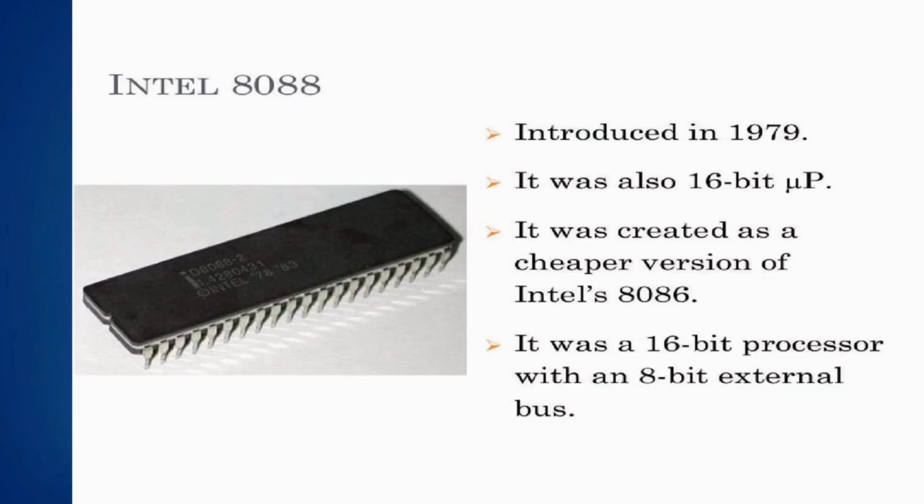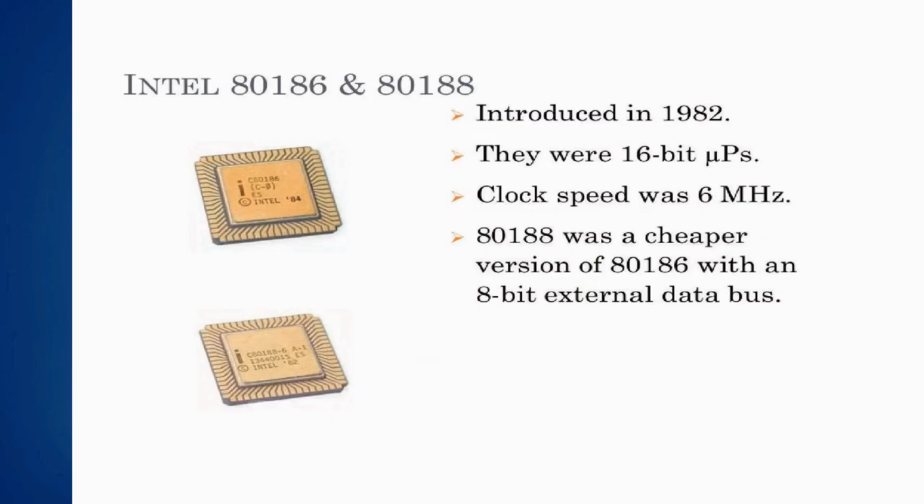And the next one, in the year of 1979, another 16-bit IC was introduced. We call it Intel 8088. It was created as a cheaper version by Intel. It was a 16-bit processor with an 8-bit external bus. The next one, Intel 80186 and 80188, were also introduced in the year of 1982. They were 16-bit microprocessors. The clock speed was 6 MHz.